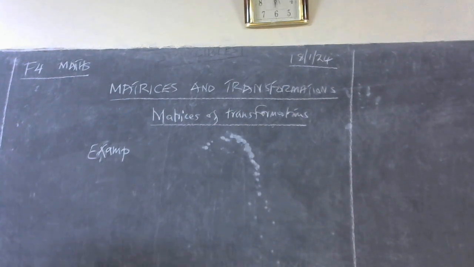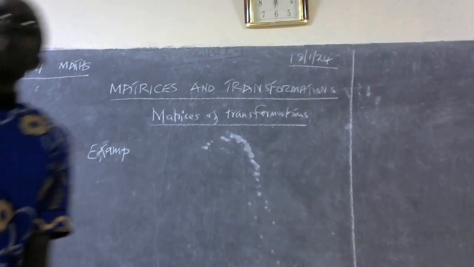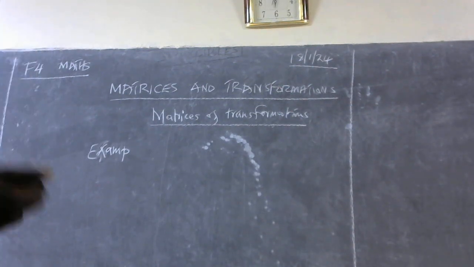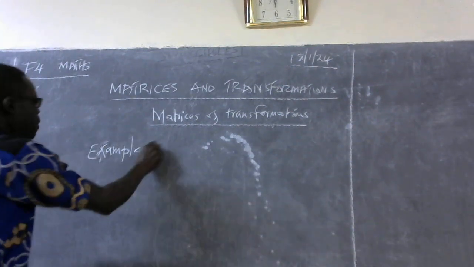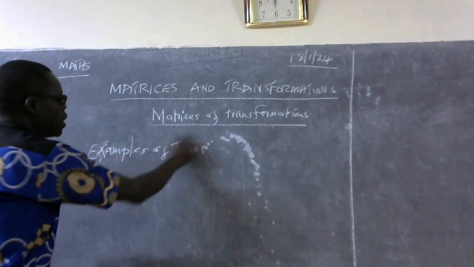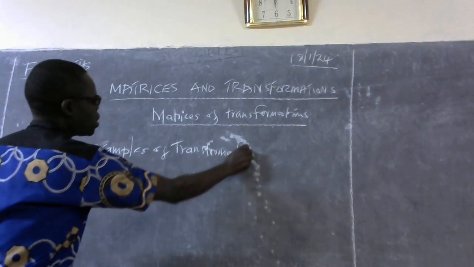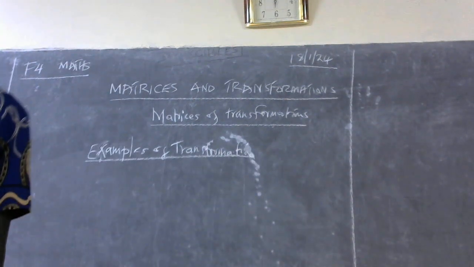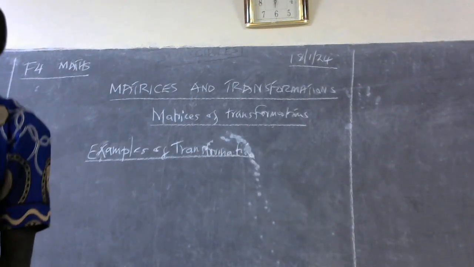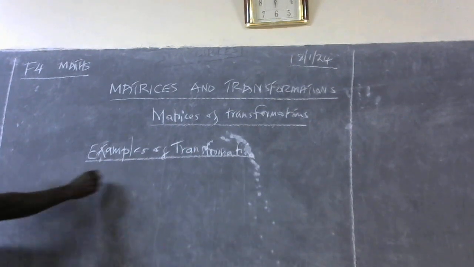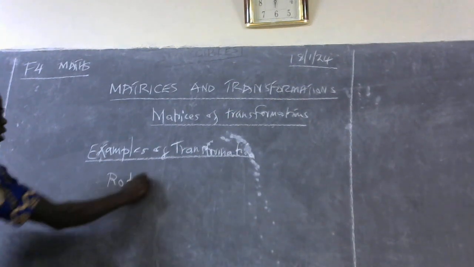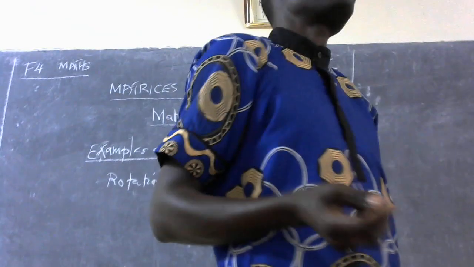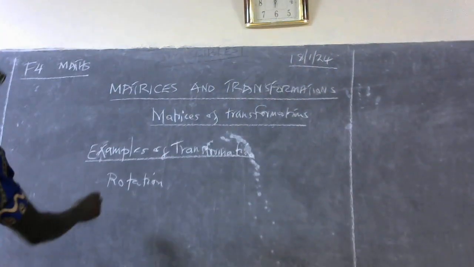So this is a case where we are using a matrix to transform an object. And when we talk about transformations, we can talk about examples of transformations. There are not so many. Number one, rotation. Rotation is one of them. Reflection is one of the transformations.